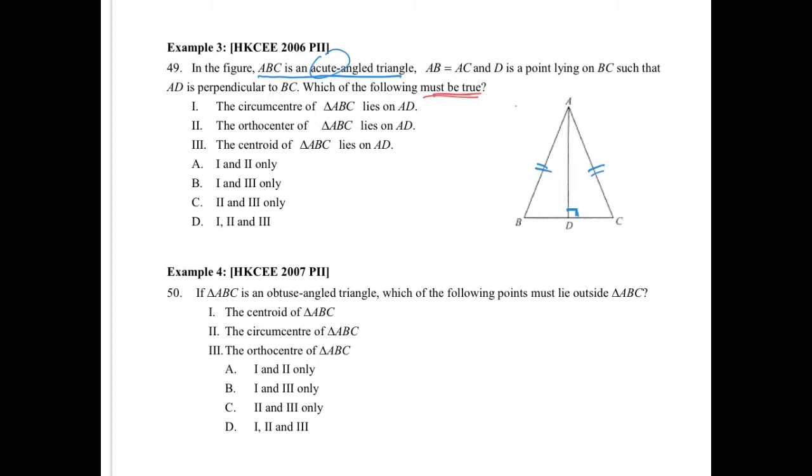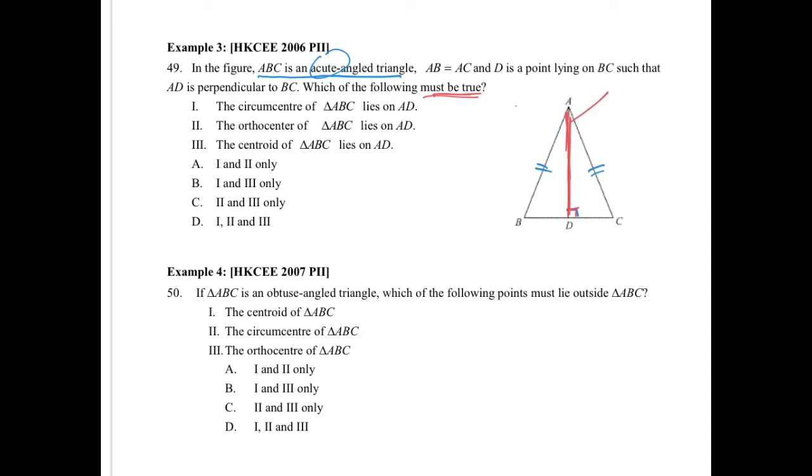It looks like a very hard question because it's asking you whether the circumcenter, orthocenter, and centroid are lying on the line AD. That means this is our focus: whether those centers are lying on the line AD. So in this question, we have to shift the focus to what kind of line it is. You have to look at it.